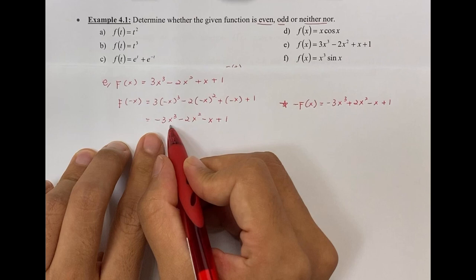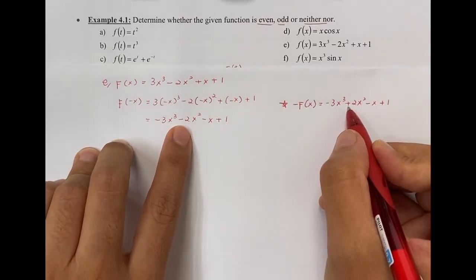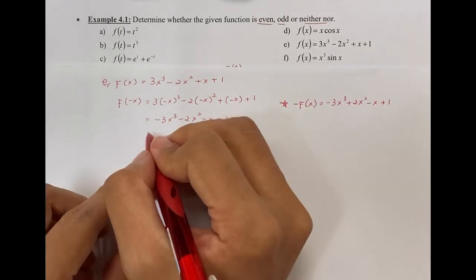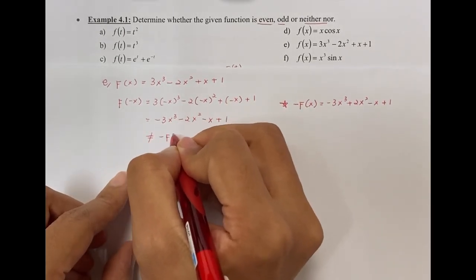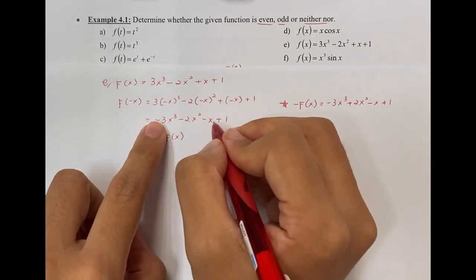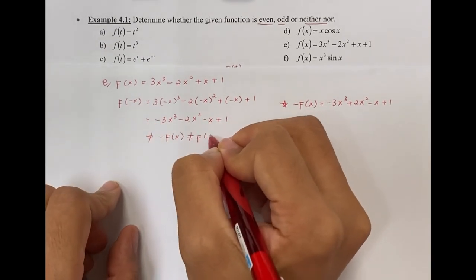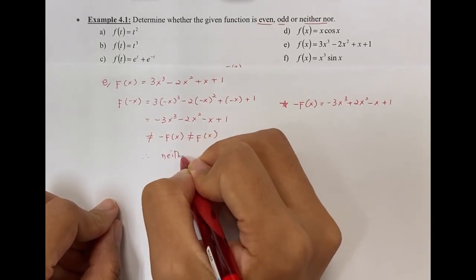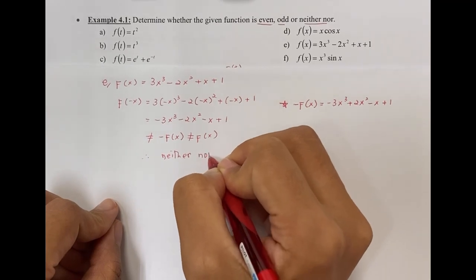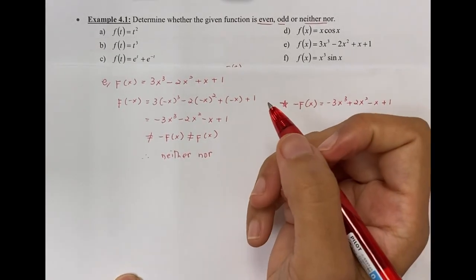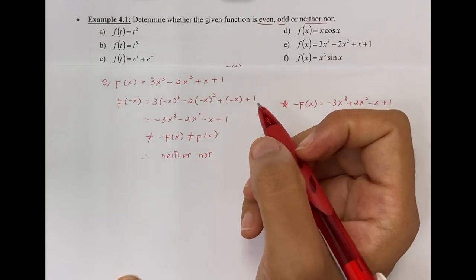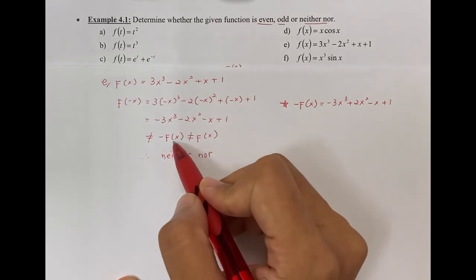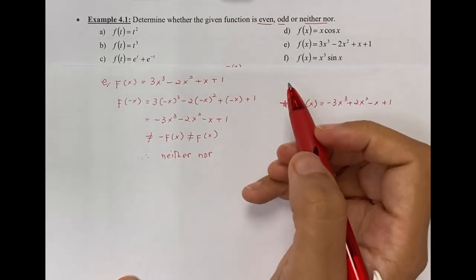But here you have negative 2x squared. So it is not equal to your negative f(x), and obviously it is not equal to your f(x). So this is an example of a neither even nor odd function, because this f(negative x) is not equal to negative f(x) or f(x).